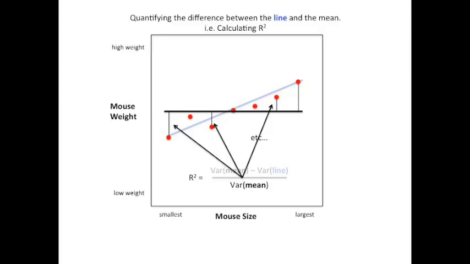This makes R squared range from 0 to 1 because the variation around the line will never be greater than the variation around the mean, and it will never be less than 0. This division also makes R squared a percentage, and we'll talk more about that in just a second.